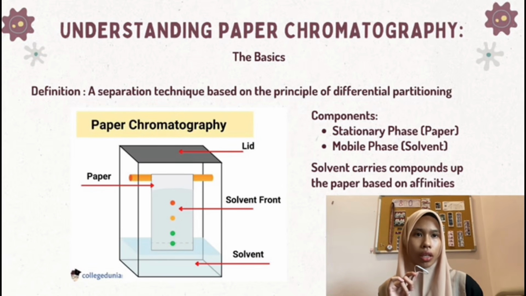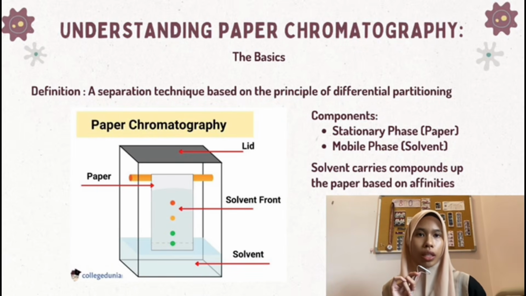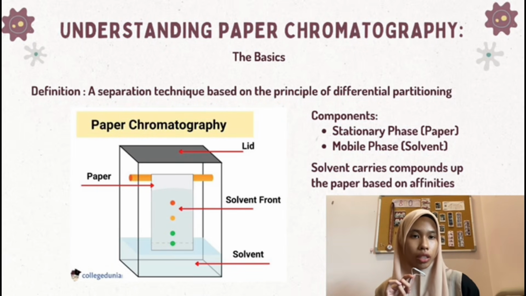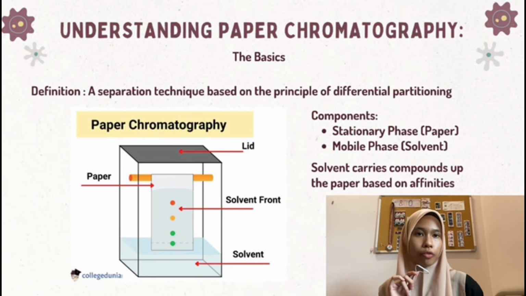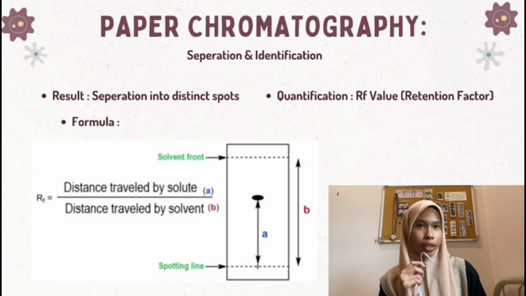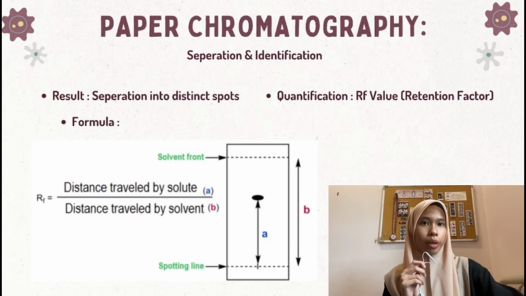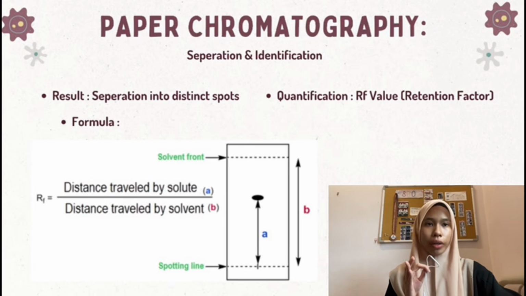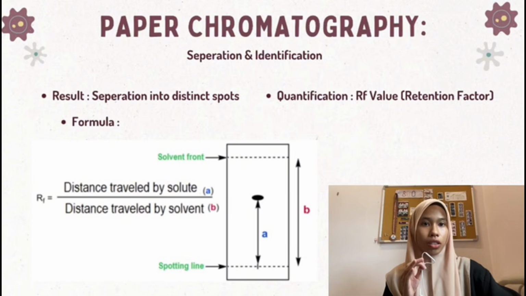However, different compounds have different affinities for the paper versus the solvent. Compounds that are more soluble in the mobile phase and have less interaction with the stationary phase will travel further up the paper. Conversely, compounds that are less soluble in the mobile phase and interact more strongly with the paper will travel shorter distances. This differential movement results in the separation of individual compounds, appearing as distinct spots on the paper. We quantify this movement using something called the RF value, or retention factor, which is simply the distance traveled by the compound divided by the distance traveled by the solvent front.